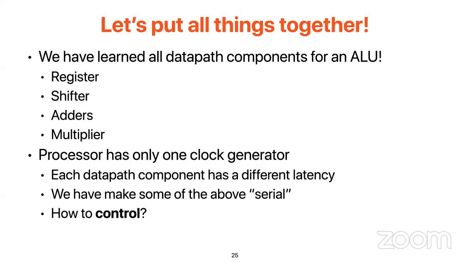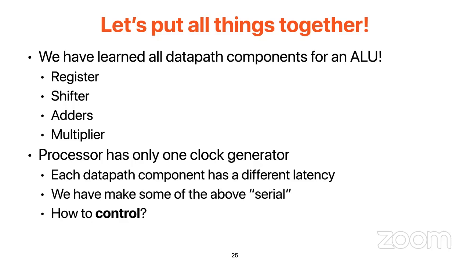How can we make, and we have to make some of the above serial, but even though we have to make some of the above serial, for the multiplier, we probably need 32 stages in a pipeline. For the shifter, we don't, it's pretty fast. For the register, it's pretty fast. And for the adders, it's faster than the multiplier. So the question comes back to this: how do we control a combined design with elements with various latencies?